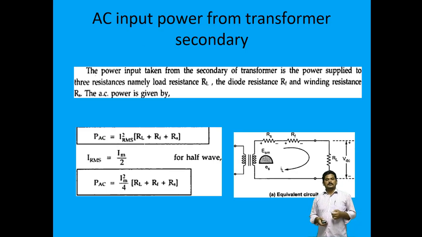This is the AC input power from the transformer, which will appear at the secondary of the transformer. The power taken from the secondary of the transformer is the power supplied to the three resistances, RL, RF and RS, namely the load resistance, the diode resistance, and the winding resistance or source resistance. For this, the AC power supply is PAC equal to Im square divided by 4 into the total resistance RL plus RF plus RS.